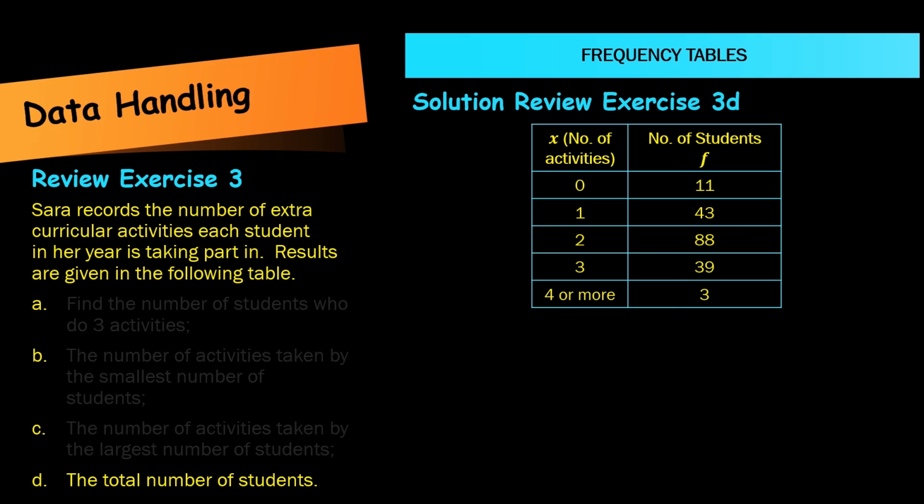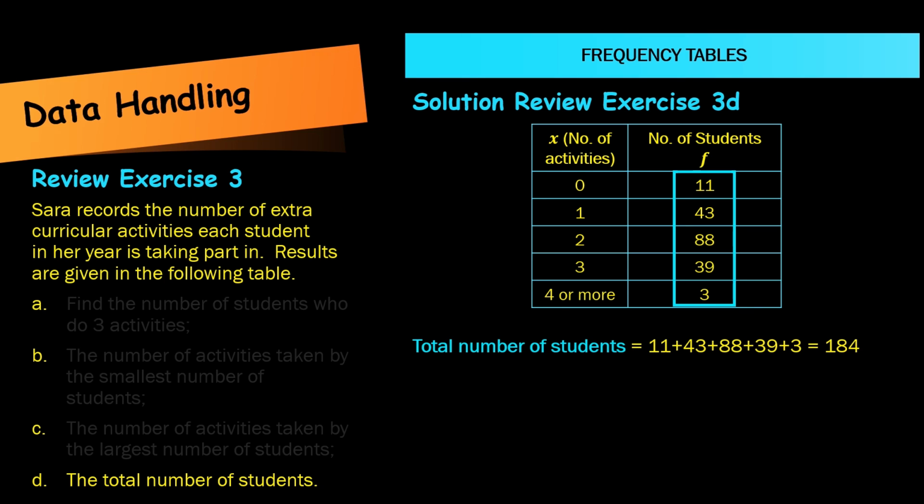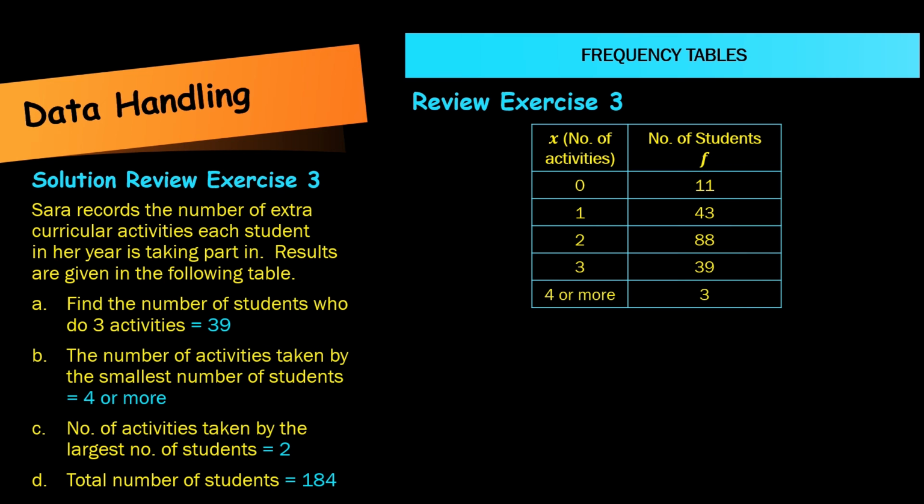And finally, for Part D, we are required to find the total number of students. Here we simply add all the frequencies together, as shown, to give 184. Here's a summary of the results.